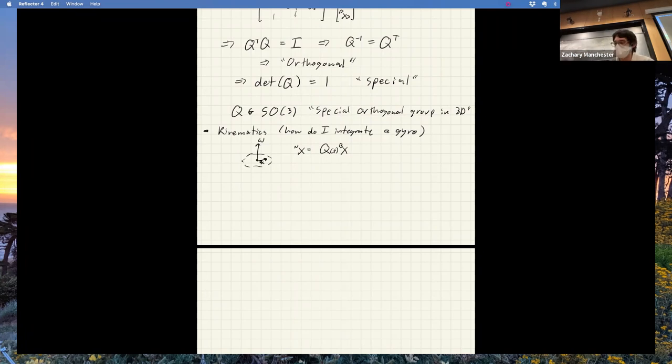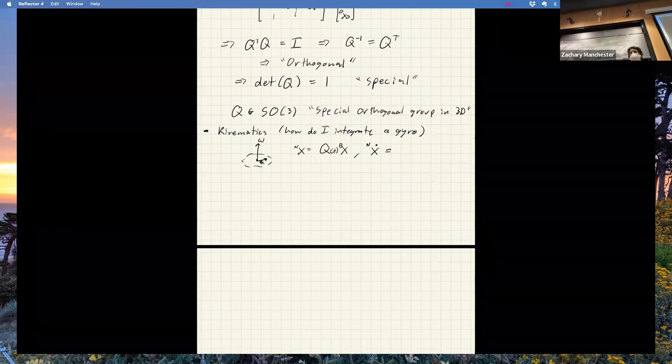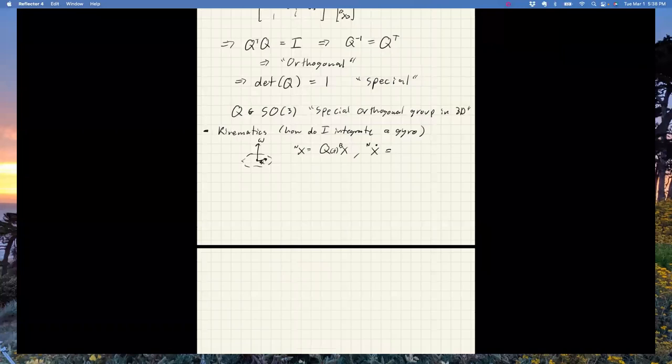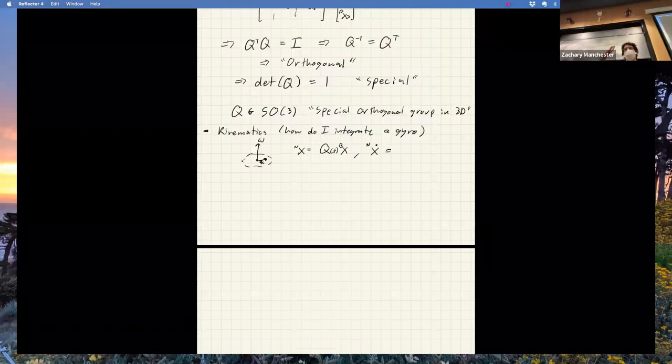Cool. So can anyone tell me from basic mechanics ideas what the velocity of that X in the N frame is when I'm looking at it from above? Omega cross XN. Yeah, so it's an omega cross X, right?